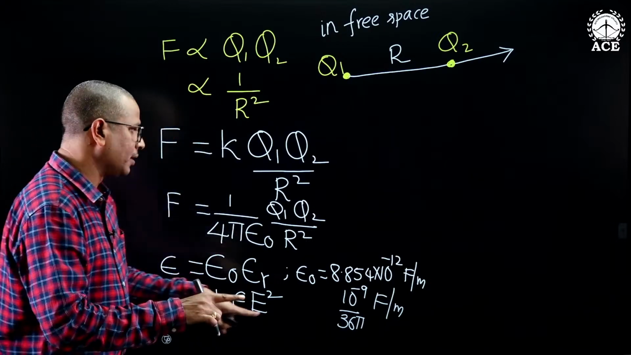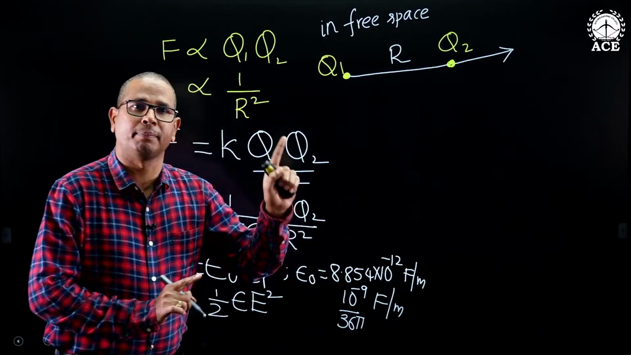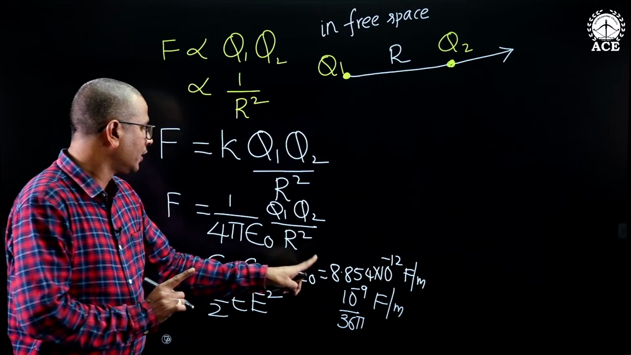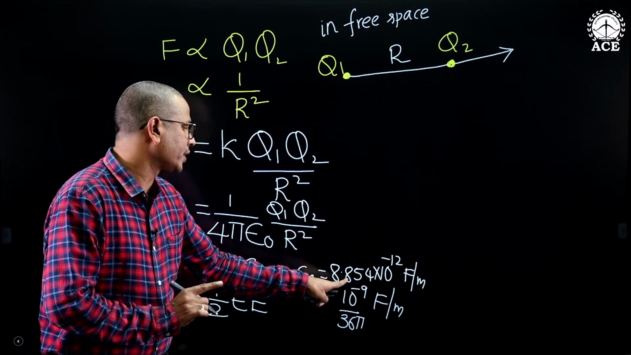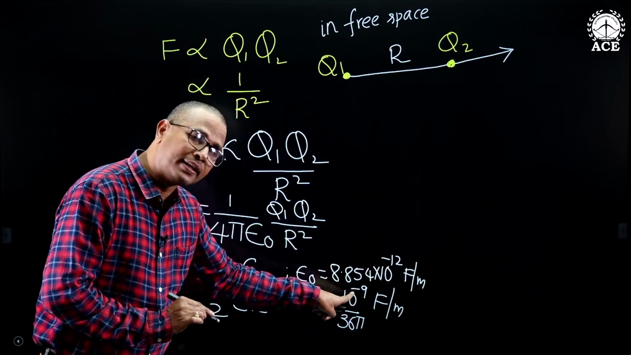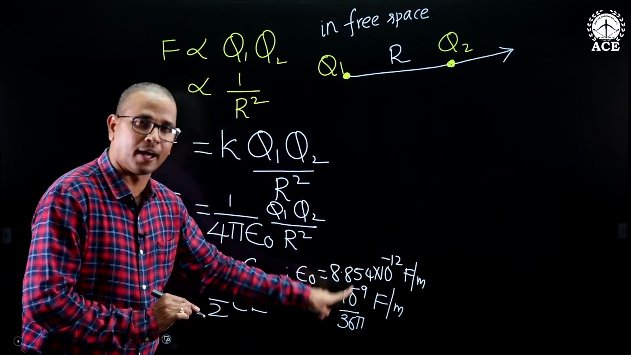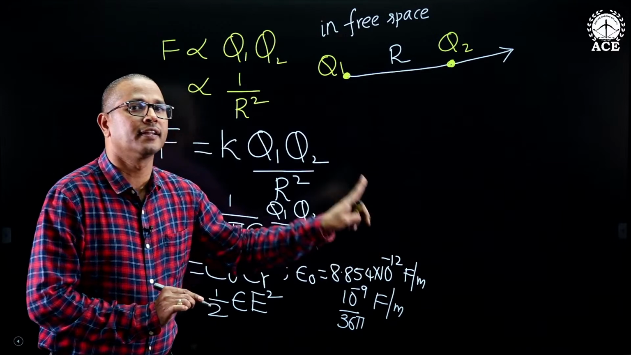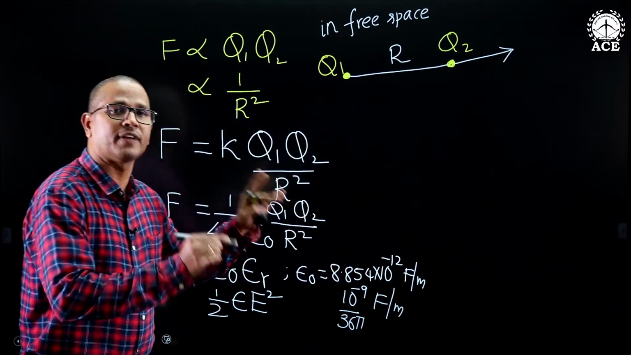Dear students, remember, whenever you are calculating capacitance of any configuration, you have to take epsilon naught as 8.854 × 10^-12. Even if you take the other form, nothing will happen. But if you take this directly, you can get the numerical value without any fractions.